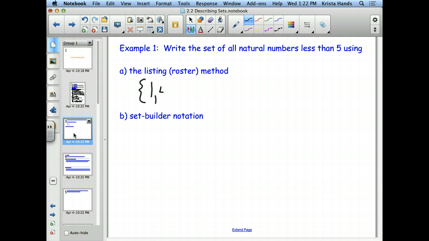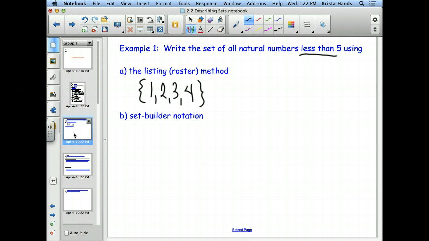Does it include 5? No, it doesn't, because it used the phrase less than. If it said less than or equal to, we would be able to use the 5. Does that make sense to everybody? So we're going to stop at 4. I like that. That's really friendly. I can write that in real quick and it's done, right?